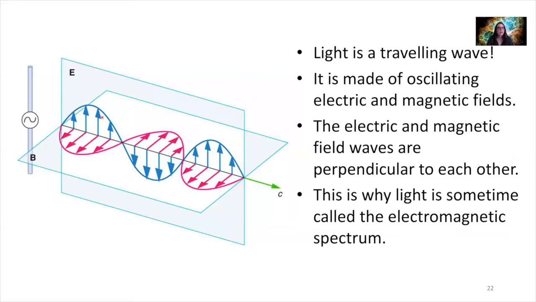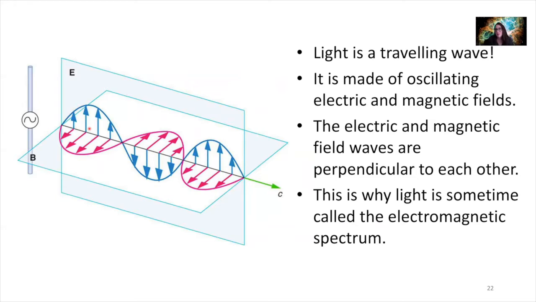We've got the electric field oscillating sinusoidally. Let's say it's oscillating in the vertical direction. And then we have the magnetic field. The magnetic field oscillates perpendicular to the electric field. Okay, this is always the case. The electric field and the magnetic field will be perpendicular to each other.